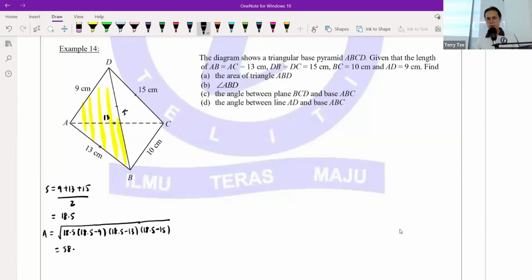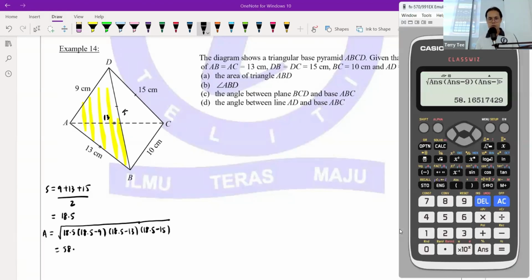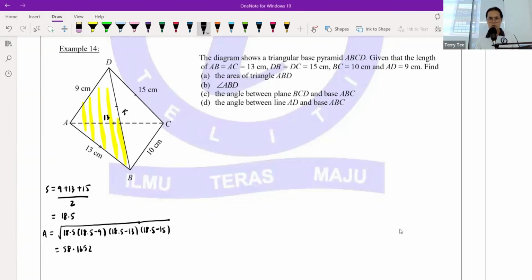58.17. Now, maybe we can use more decimal points. So 58.1652. Why do I use more decimal points? Because I want to use this result to find my angle ABD. So angle ABD is this one. I know you all can use a cosine rule to find it. Yeah. But the cosine rule will be longer.